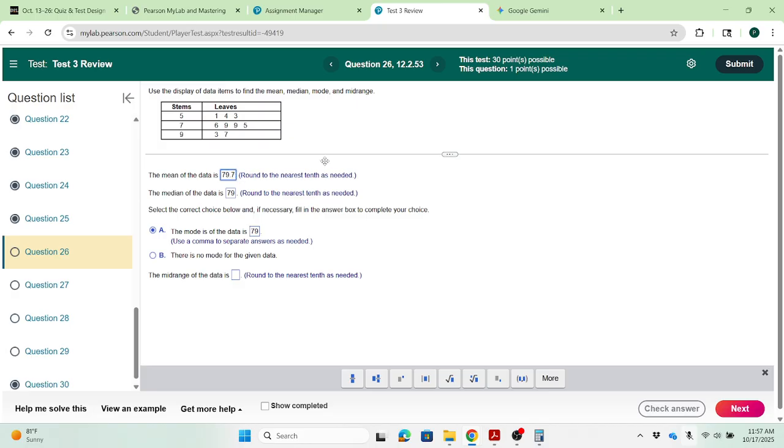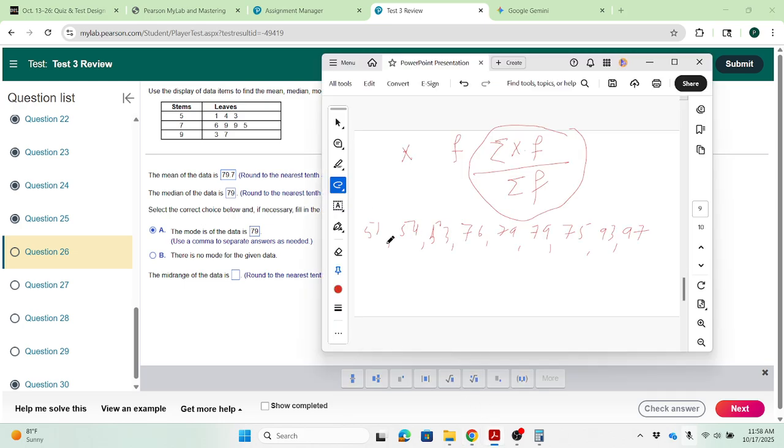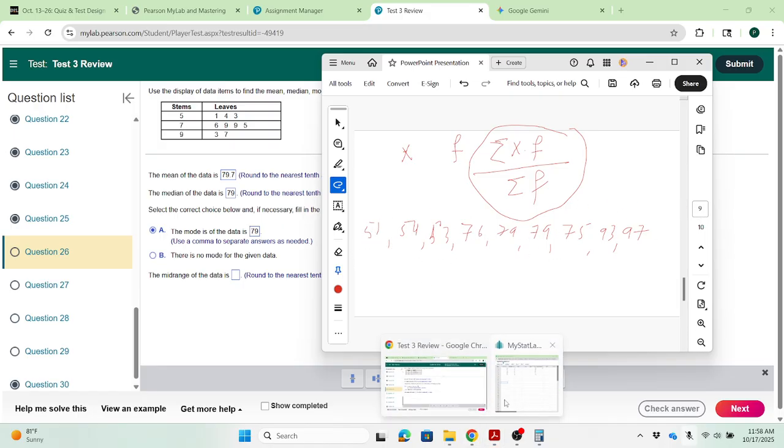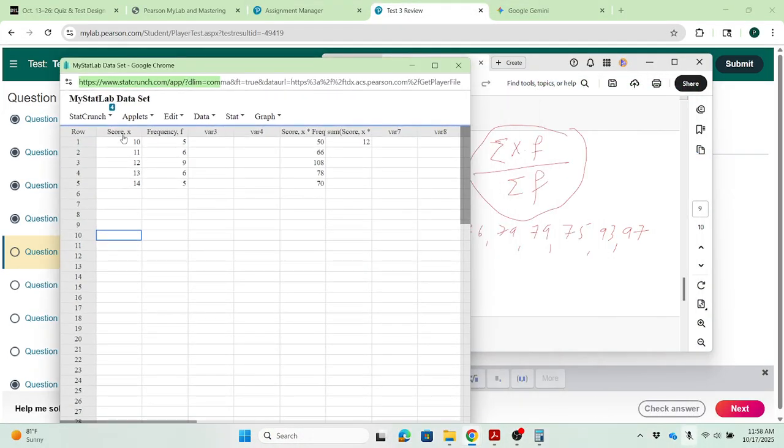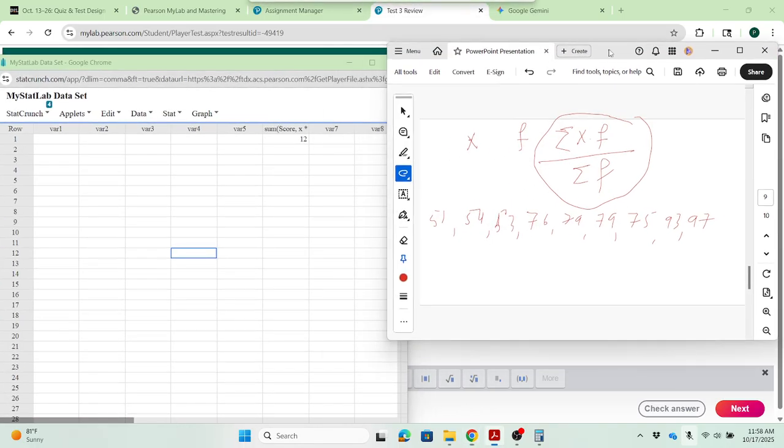79.7. Okay, one thing I did not pay attention to: to find the median you have to write it down in increasing or decreasing order. They are not in order, so you can sort the data. So let me just use StatCrunch. I can just delete everything here, and then I can type my data here, which would be easier instead of doing it manually.